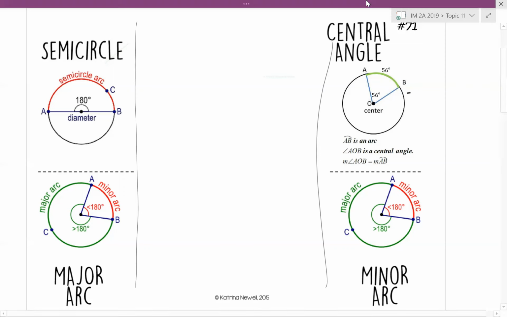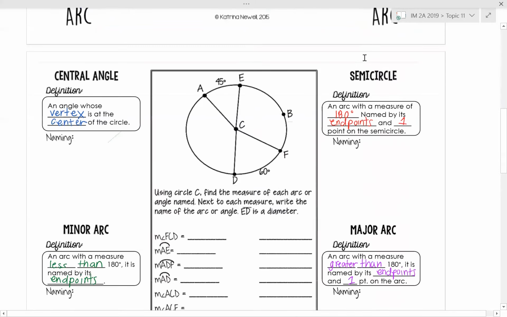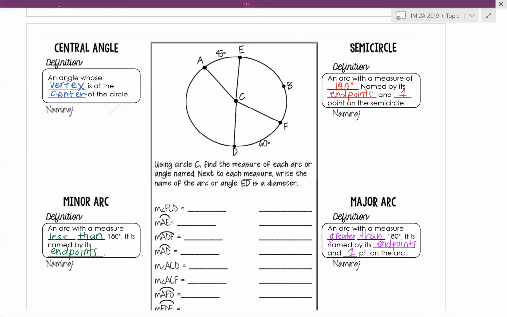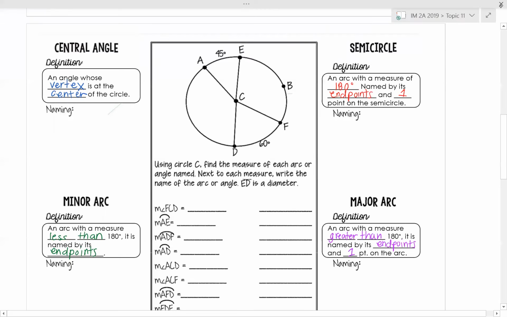So let's look at the definition of a central angle, which is over here. Again, when you flip on your paper, it'll line up a little bit better. A central angle is an angle whose vertex is at the center of the circle. The way that we name central angles is as we would any angle, where we have the endpoints and the vertex. So an example of a central angle would be this angle here, angle ACE.